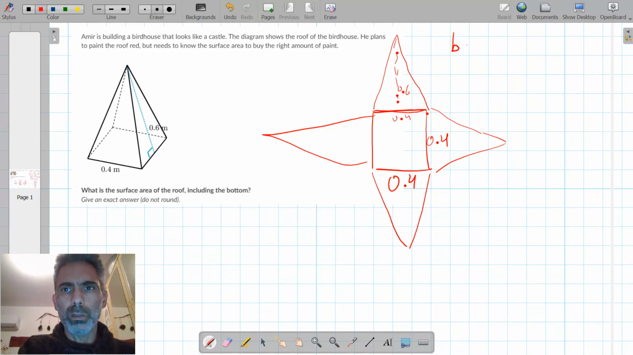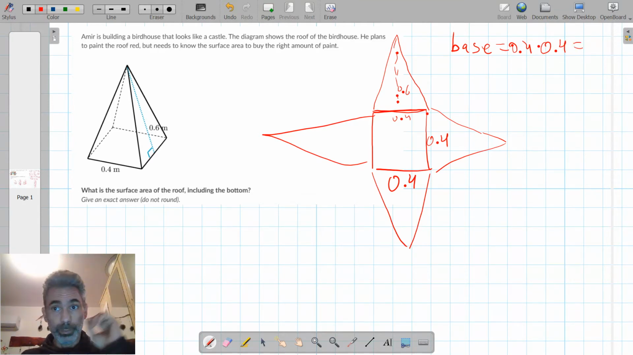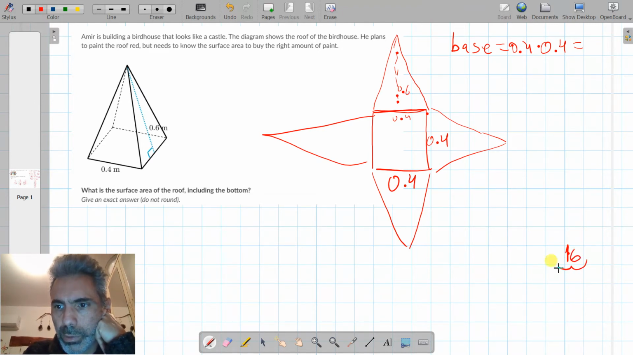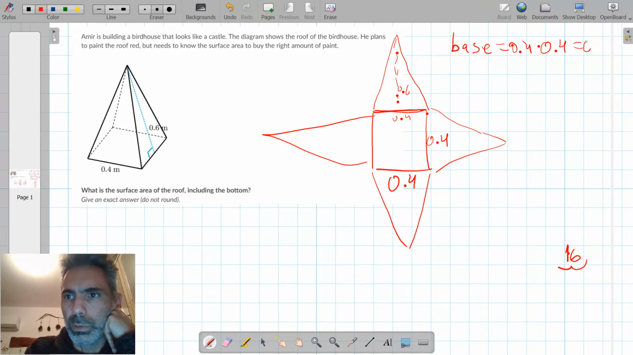Okay, so the base of the square pyramid is 0.4 times 0.4. Okay, so 4 times 4 is 16, and I need to shift the decimal point 2 places to the left, so 0.4 times 0.4 is 0.16. This is the base.